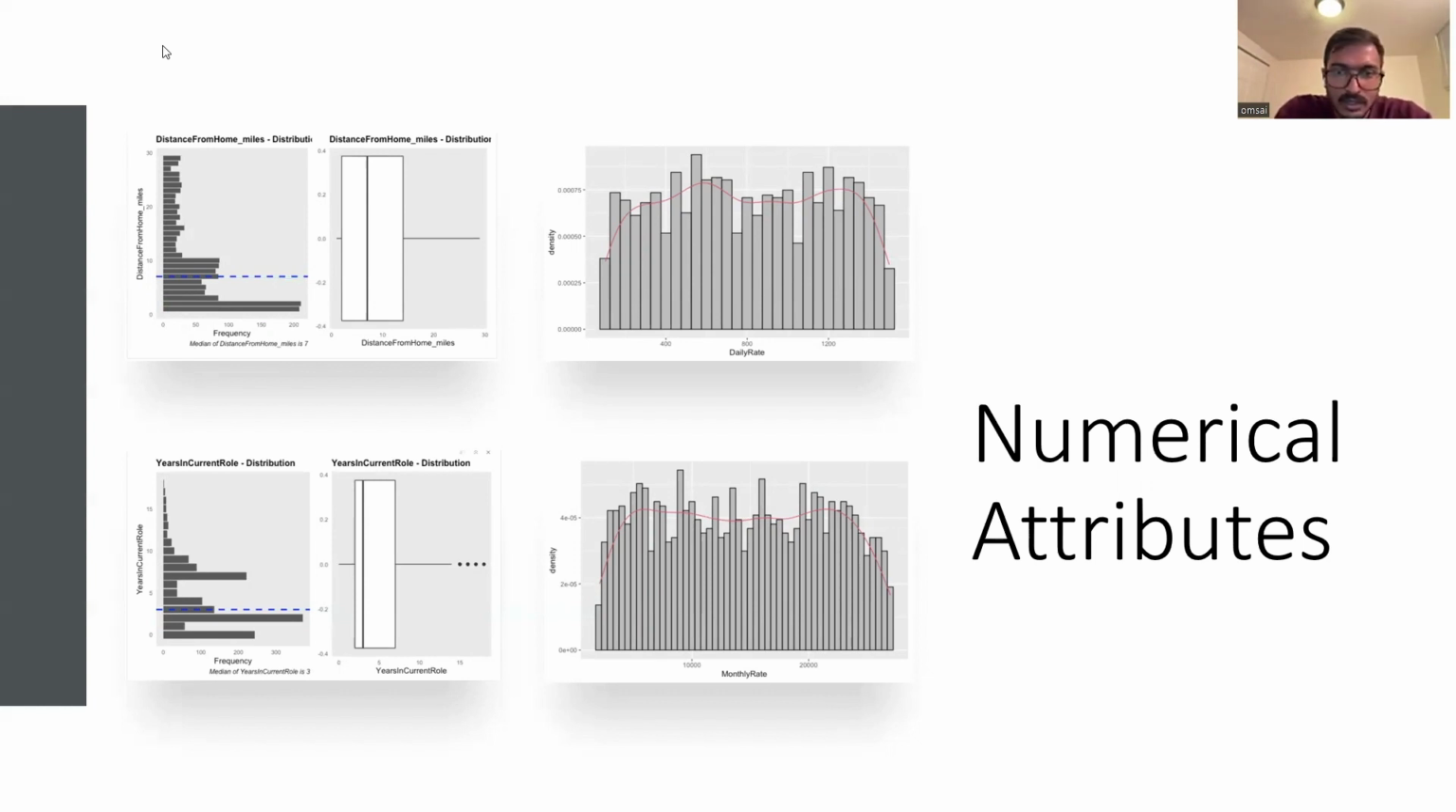Coming to the daily rate, we can see that the data is not normally distributed. By this, you can understand that people with different ranges of income are present in this data set. The same applies to the monthly rate, which is not normally distributed. By this, you can understand that people belonging to different salary levels are present in the data set.